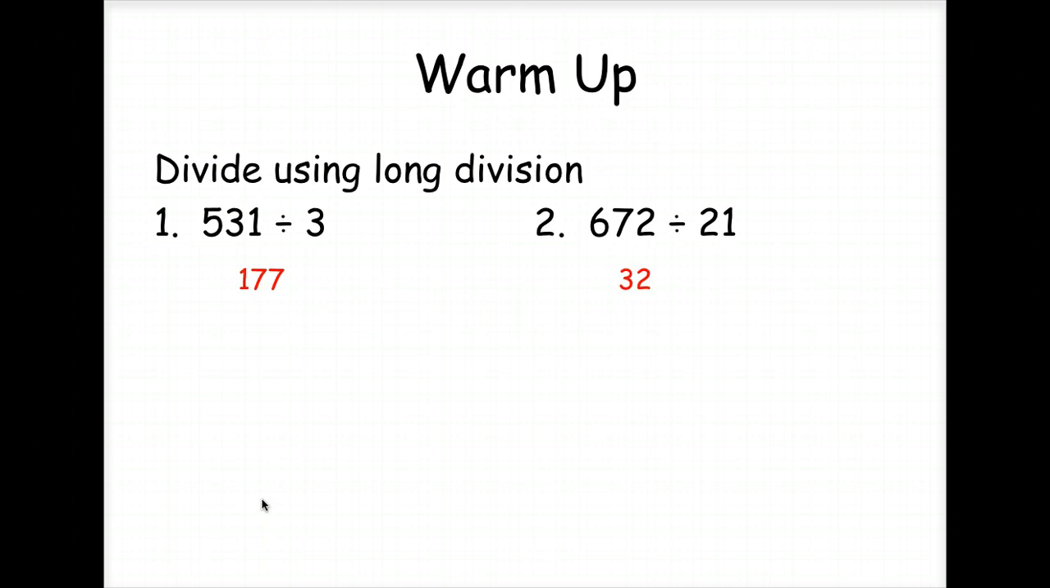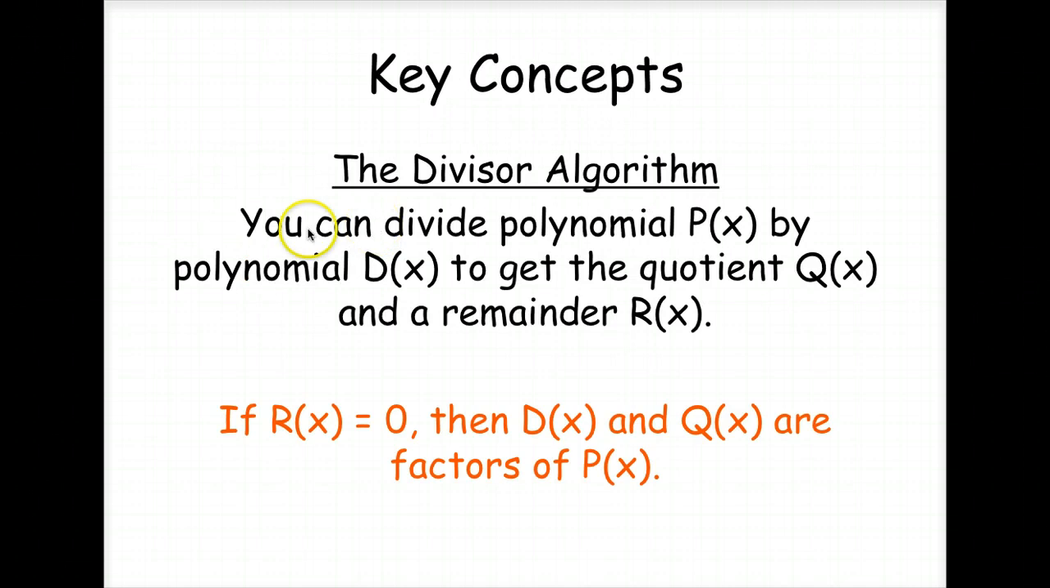So 531 divided by 3 is 177. 672 divided by 21 is 32. The same process that you use to do this division, we're going to use when we're dividing polynomials.